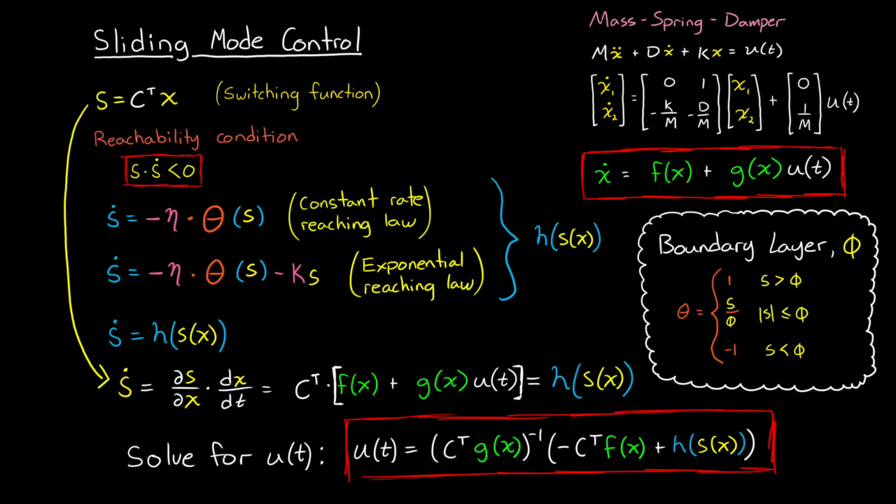But if s is inside the boundary layer, then theta is proportional to the distance to the switching line. So our new reaching law would be this little bit of logic times negative eta. Again, this particular one is called saturation, but there are numerous different boundary layer approaches. All right, so that's basically sliding mode control. Now let's jump over to MATLAB and Simulink, and I want to show you a quick example of controlling a mass spring damper system with this control law.